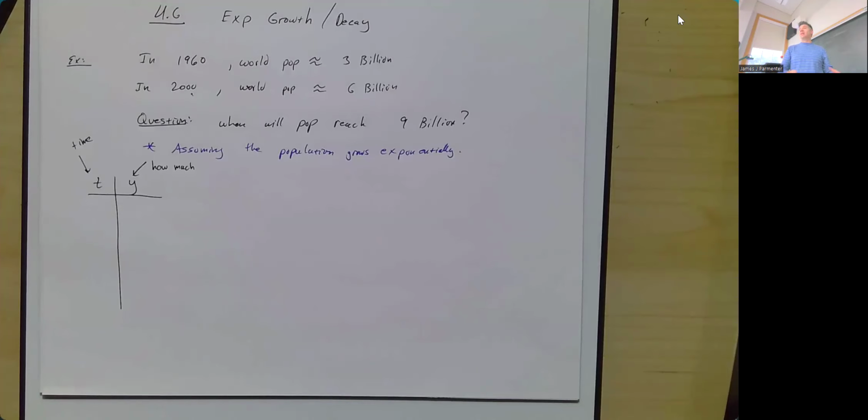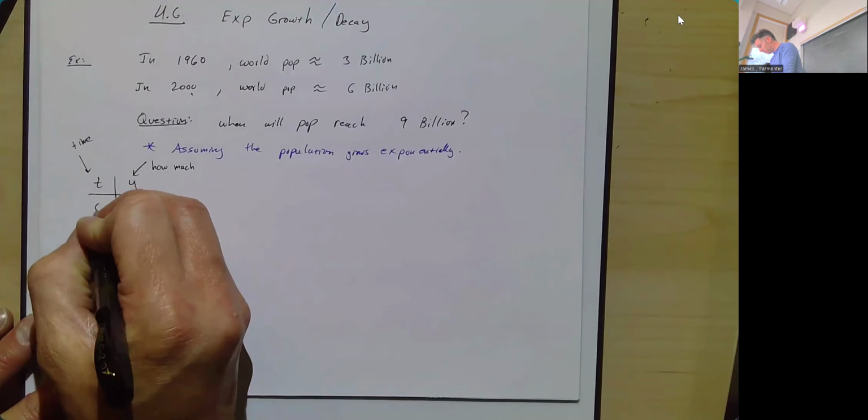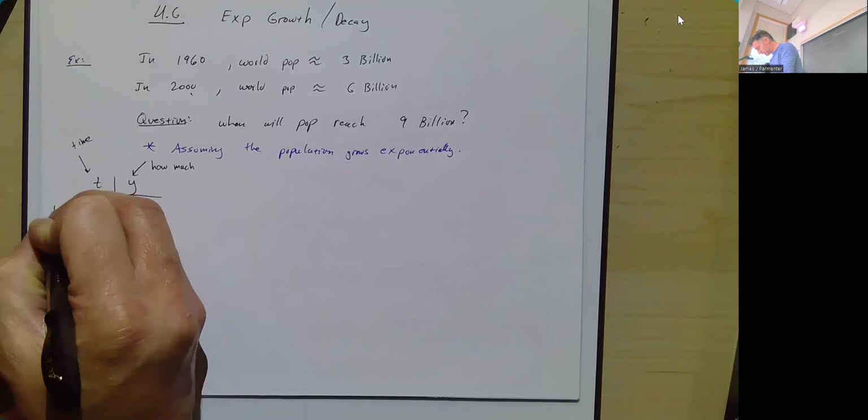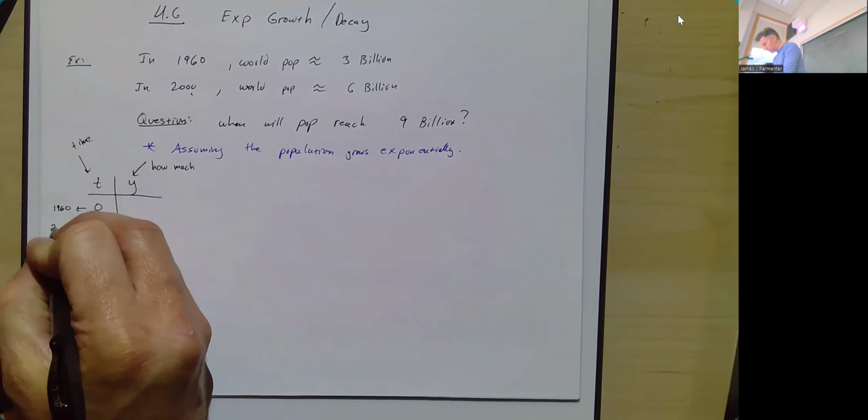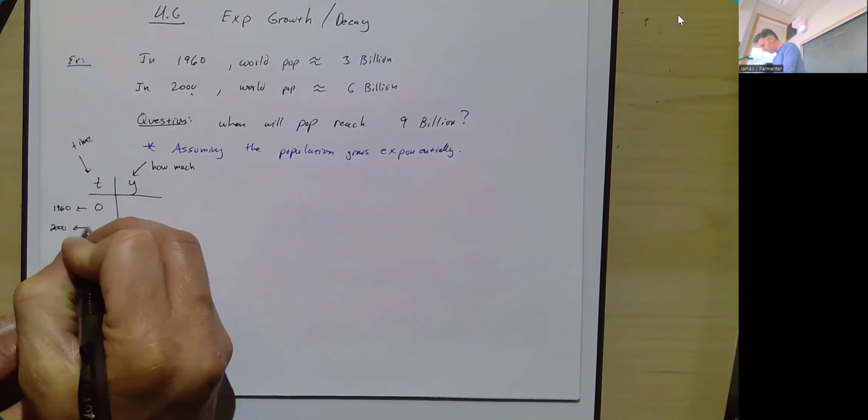Also, if I can, I would prefer not to start in the year 1960. I prefer to start in the year 0. So I'm going to say that 1960 is time equal to 0. I'm just going to change my frame of reference. And then 40 years later, in the year 2000, that's going to be a time of 40.